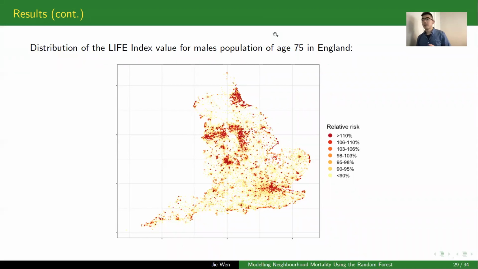And this is another example where we project the level of the life index of age 75 of the England male population onto the England map. Every single dot represents one single RSOA, and we can see a clear cluster of higher mortality risk distributed around big city areas like London, Manchester and Newcastle, etc. In comparison, those more rural RSOAs in general have relatively lower relative risk, which is also consistent with common sense and with the findings from many other researches as well.